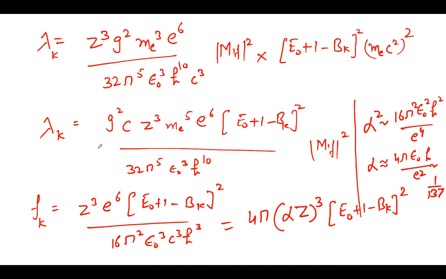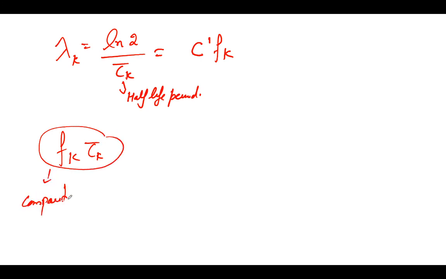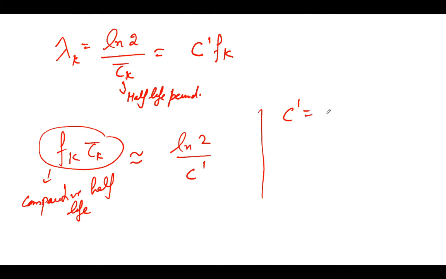So putting the value of f K into these equations, lambda K on the left hand side is equal to log of 2 over tau K, where tau K is the half-life period, and that equals C dash into f of K. Moving tau to the right hand side, f K into tau K, that is the comparative half-life, is equal to log of 2 over C dash.